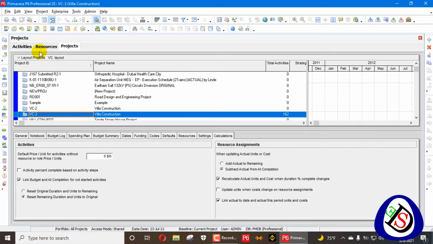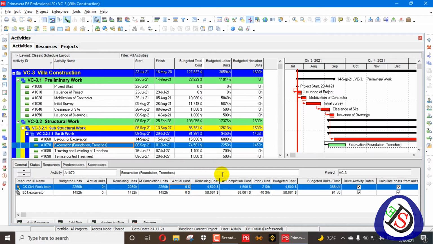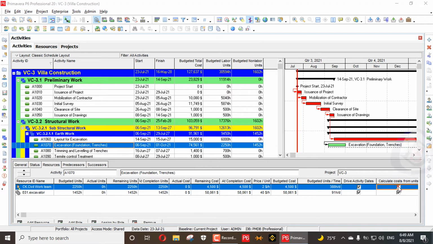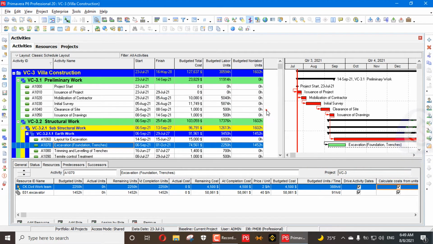Consider one thing in the resource in activities. When you check this one, calculate cost from units, then you have to update your units only, and the units will be calculated to your cost. If you have applied a units per time rate, then it will be applied. If you uncheck this one, then this action will be removed. So you understand completely: if you remove this one, then you will update cost separately and units separately.